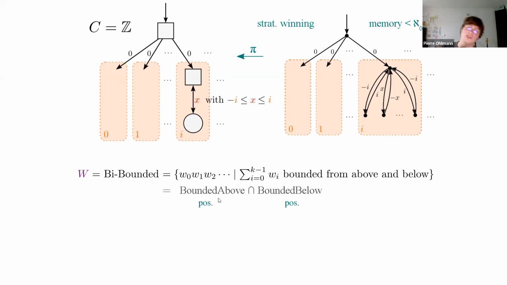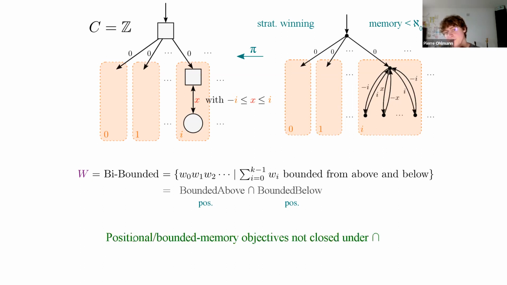And now these two things are positional. These are sometimes called energy games, and they are positional over infinite graphs. However, their intersection is definitely not positional. Here we need a large memory to win. So positional objectives are not closed under intersection. Yeah, and this example also shows that this is the case for bounded memory objectives. They're not closed under intersection.